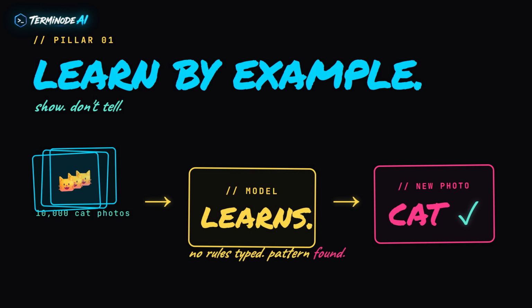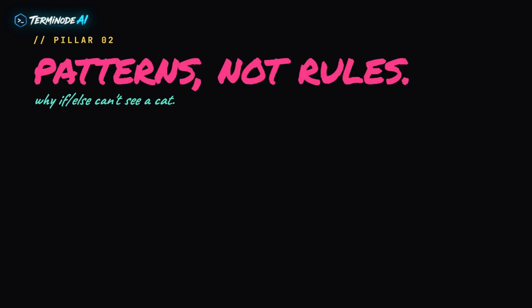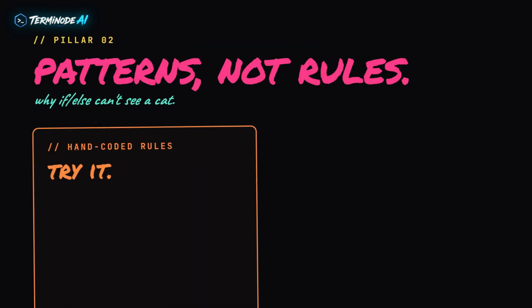You feed a model 10,000 cat photos. It finds the pattern itself. Then you show it a new photo and it says cat. The model learned what cats look like. No human ever typed those rules. That is the first big idea.